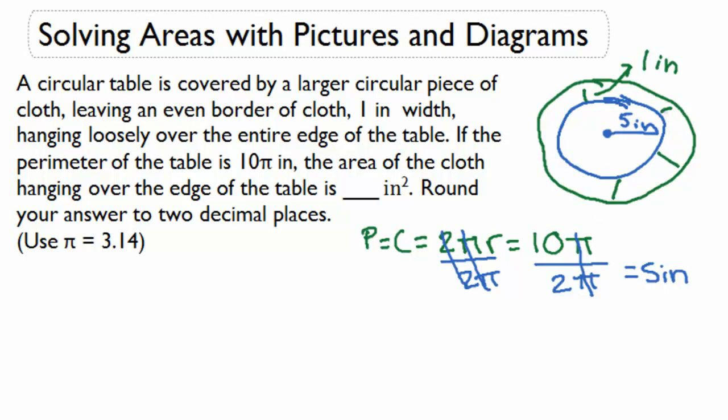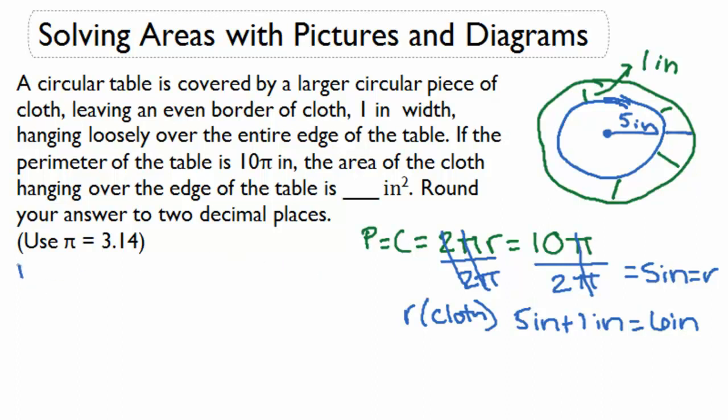Now if we know that the distance from the edge of the table to the edge of the cloth is 1 inch, we know that this is the radius of the table, and the radius of the cloth is going to be 5 inches plus 1 inch. So that's equal to 6 inches. Now, we're going to use our 2 radiuses to find the area of both the table and the cloth.